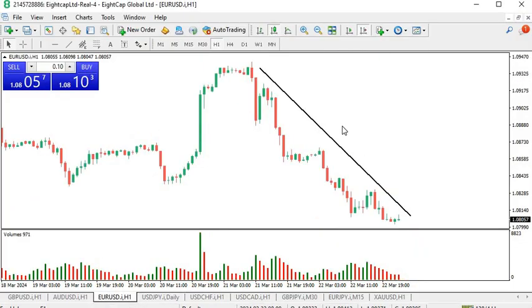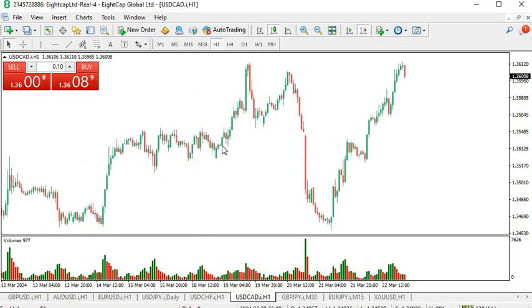Again, this is the recent chart of Euro USD. The move is down. Now let me show you the United States dollar and CAD move, which we can see on the most recent chart. The move is up and the trend is in uptrend.